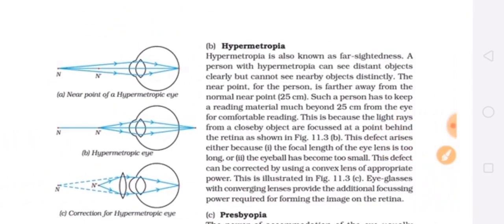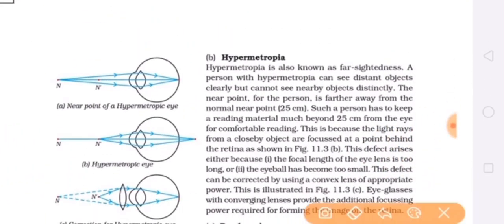In this case, the image will be formed behind the retina. In myopia, the image was formed in front of the retina. Here the image will form behind the retina. You can see in the diagram also. So it is just opposite to myopia.